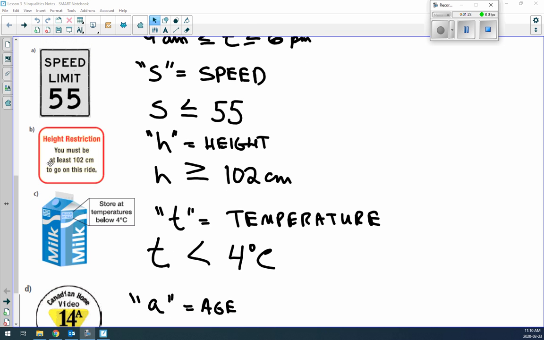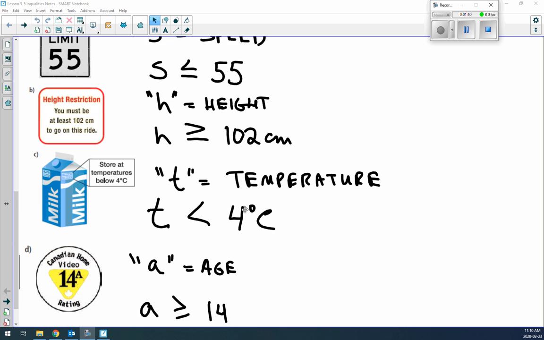And height restrictions. They do these on rides, you know, at the fair when you're trying to get on something. And if you're too short, then you can't get on the ride. So you must be at least 102 centimeters. H will be height, and H has to be greater than or equal to 102. You can be exactly 102. You can be taller than that, but you just can't be shorter.